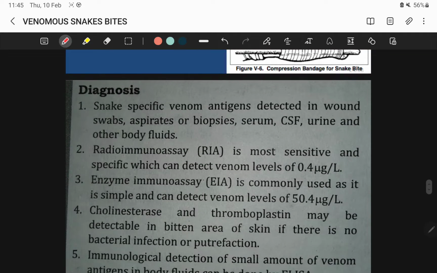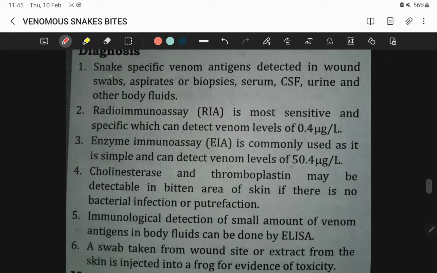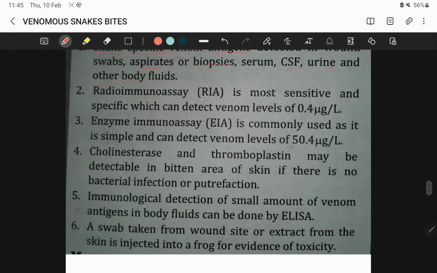So, diagnosis, okay. In labs, how are snake bites diagnosed? Snake specific venom antigens are detected in the wound swabs, aspirates and biopsies, and in serum, CSF, urine and other body fluid. Then RIA, that is radioimmunoassay, is the most sensitive and specific, which can detect venom levels of 0.4 microgram per liter. And then EIA, enzyme immunoassay, is commonly used and is simple, okay. It can detect up to 50.4 microgram.